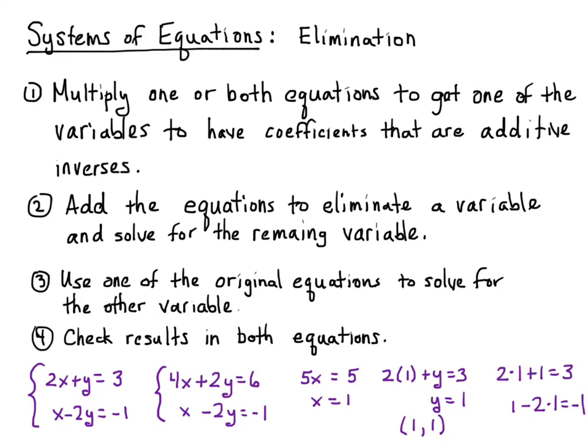In this case, since x and y equals 1, we say 2 times 1 plus 1 equals 3. That's true. And then 1 minus 2 times 1 is negative 1. That's true. So we're good. And then we're done.